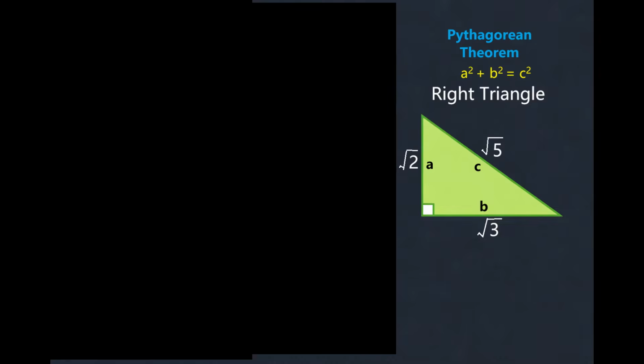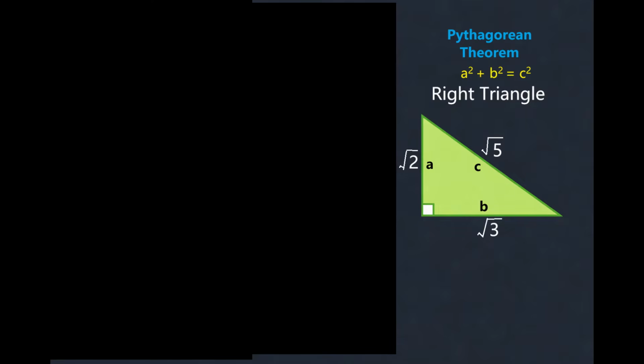Next are constants born directly from geometry. The Pythagorean theorem is a fundamental rule for right triangles, stating that the square of the two shorter sides, legs, a and b, equals the square of the longest side, hypotenuse, c, written as a squared plus b squared equals c squared. It helps find a missing side by plugging in known lengths, making it crucial for geometry, distance calculations, and understanding right-angled relationships in various fields.